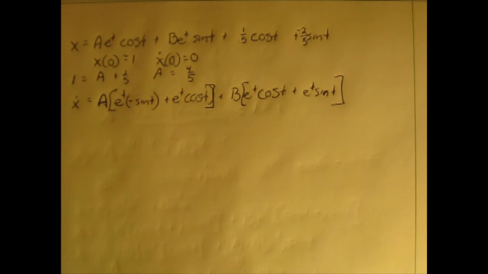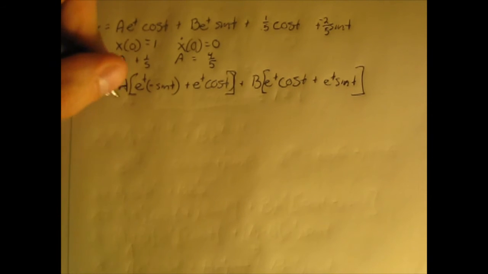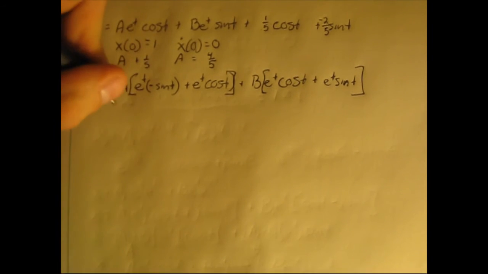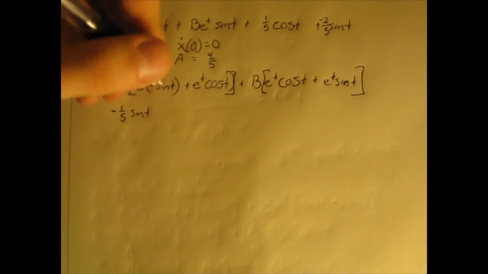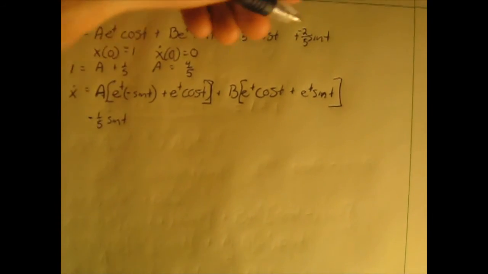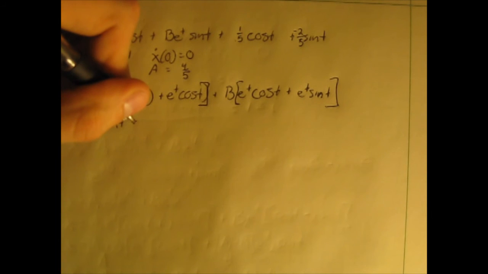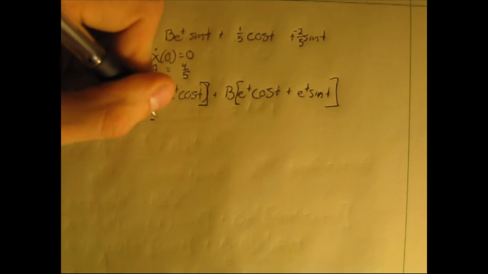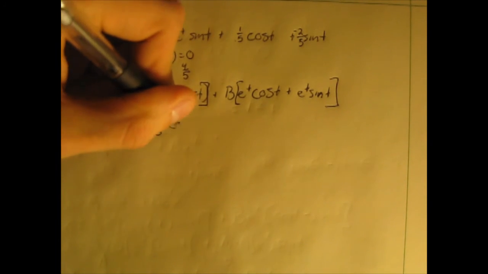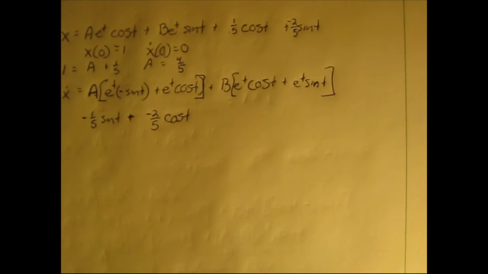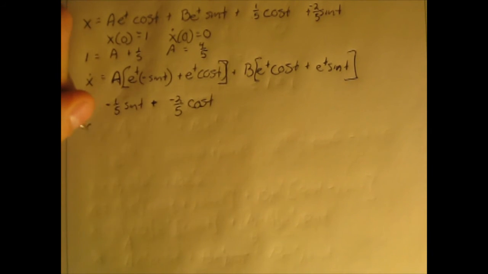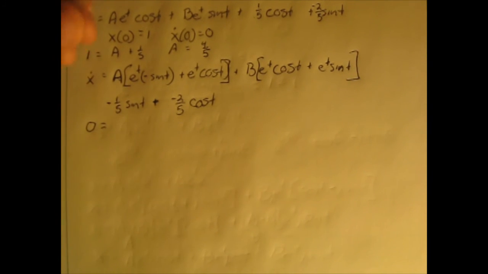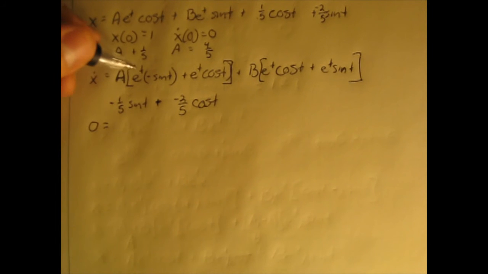Now we have that in the center. Now the derivative of cosine is negative sine, so we have minus 1/5 sine t. Now the derivative of sine is cosine, so now we have plus negative 2/5 cosine t. There we go. Now we have our full derivative right there. Let's go ahead and plug everything in. So we know that it has to be equal to 0. That's equal to, let's plug in 0.